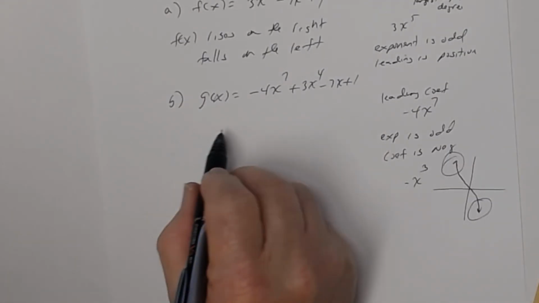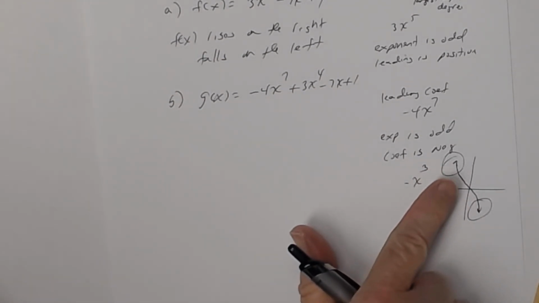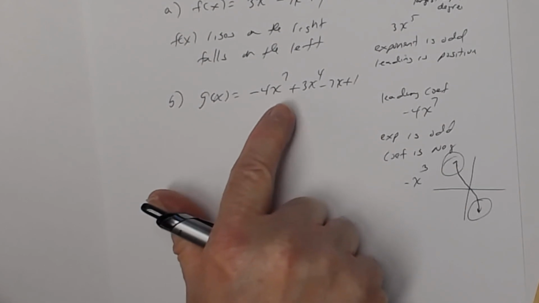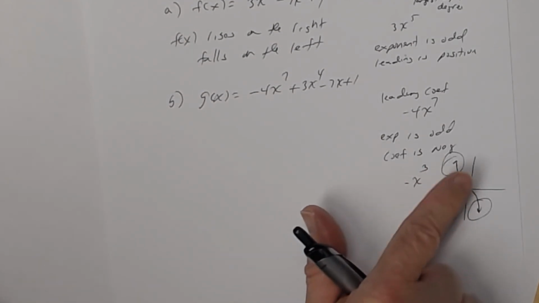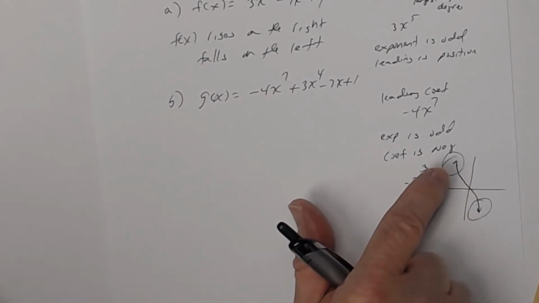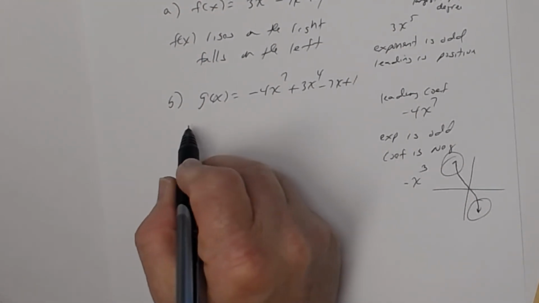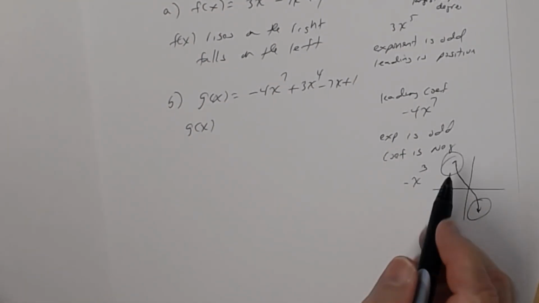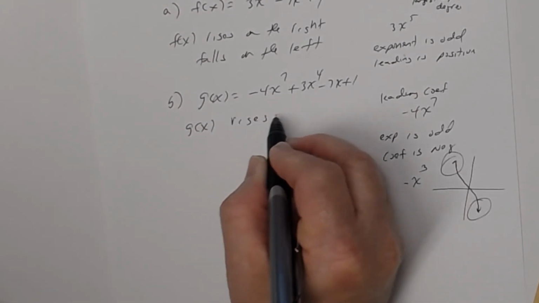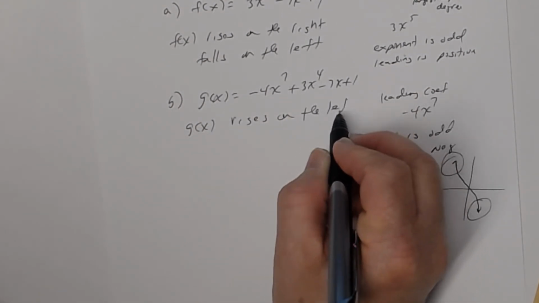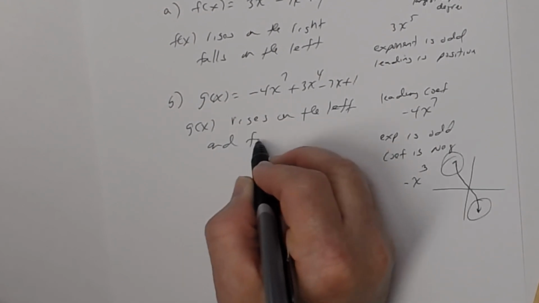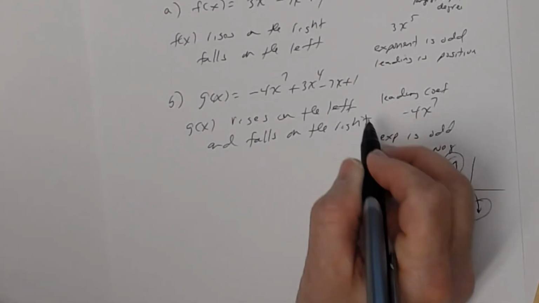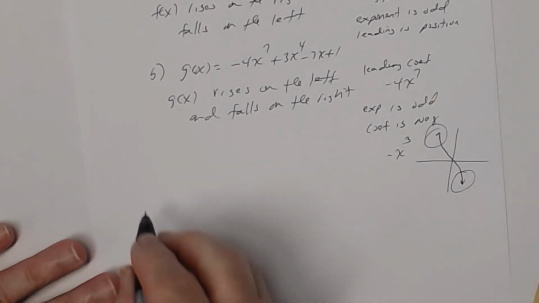Just to be careful, I'm not saying that this graph is this graph here. I'm just saying the end behaviors match. I don't care what happens between them. So you're going to say g of x rises on the left and falls on the right.